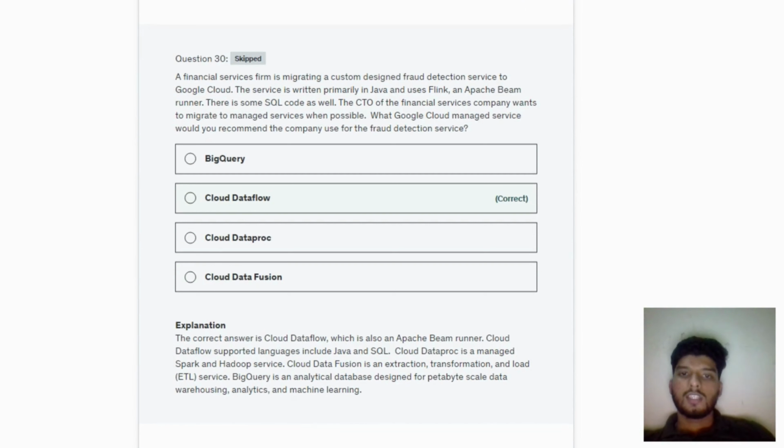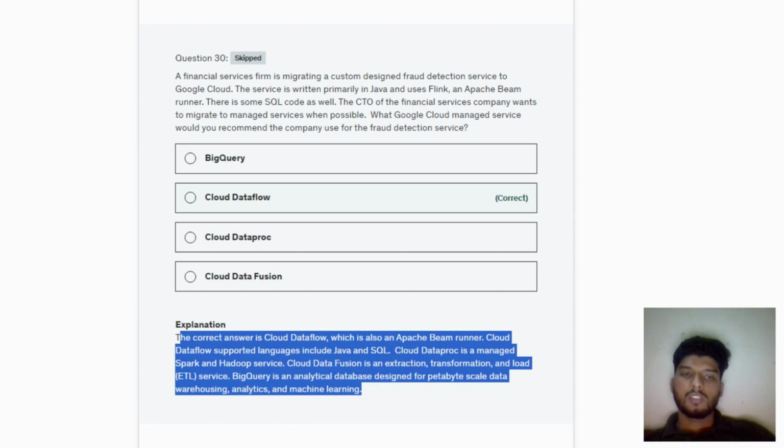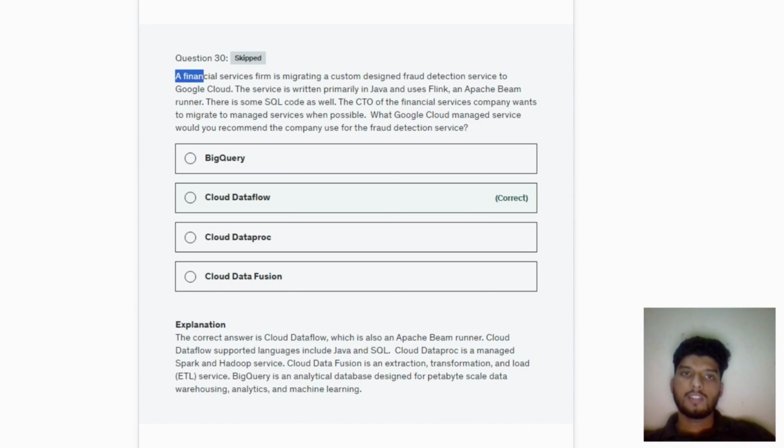The correct answer is Dataflow, which also uses an Apache Beam runner. The incorrect answers are: Dataflow supports the languages including Java and SQL, and Dataproc is a managed Spark and Hadoop service, and Cloud Data Fusion is an extraction, transformation, and load service, like ETL, as you know. Here are all the options available for question number 30.